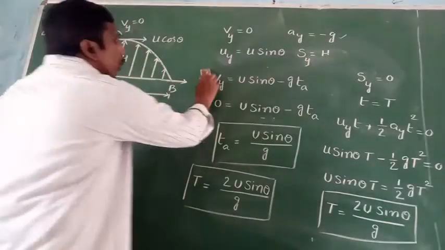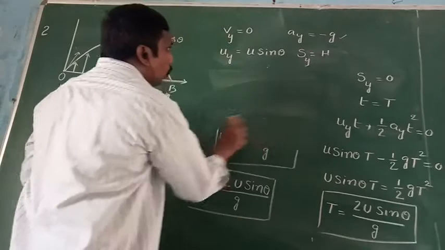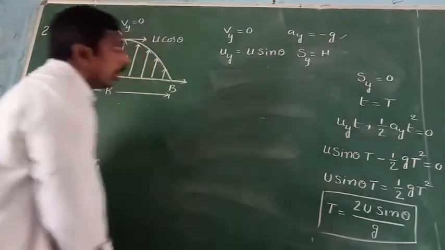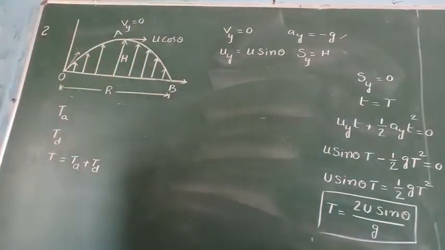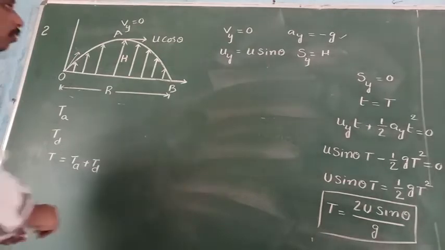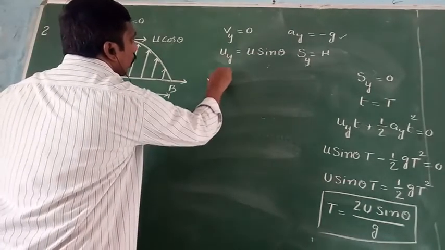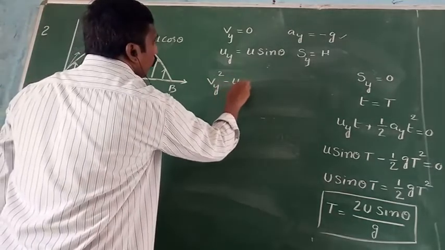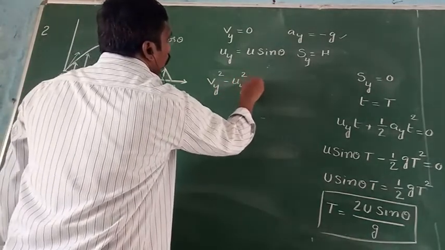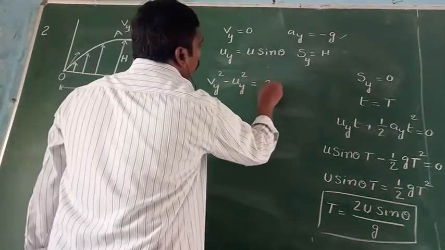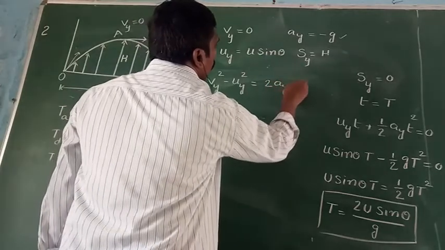If you observe here, V, U, S and A are there. The relation between V, U, A and S: Vy square minus Uy square is equal to 2 Ay into Sy.